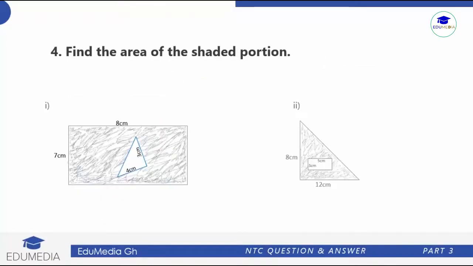So the next question here: find the area of the shaded portion. I have one diagram here and another diagram here. Here is a rectangle with a triangle in it, and here a triangle with a rectangle in it. So the question is to find the area of the shaded portion of these two figures. Now let's look at this first one.